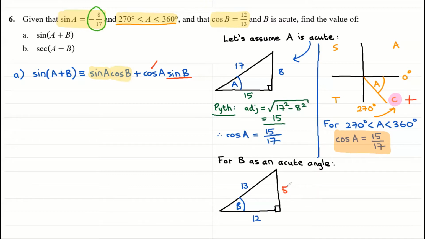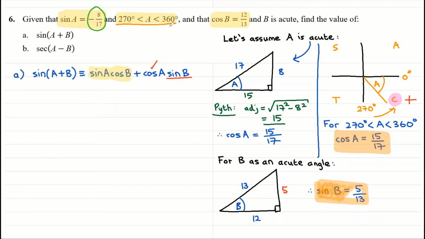Okay, so if you add 144 and 25 together, you get 169, which is, of course, 13 squared. So it's another triple. No need to draw a CAST diagram now. So therefore, the sine of B is going to equal the opposite over the hypotenuse, which is, of course, 5/13. So we can use that as well. Let's make that look really important.